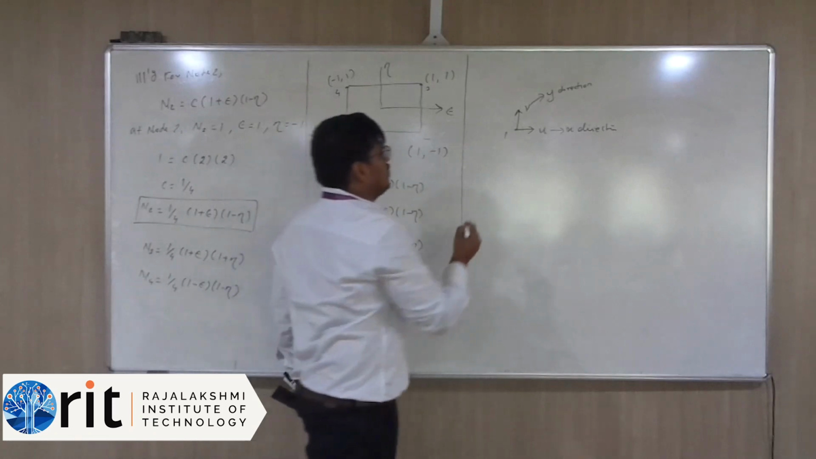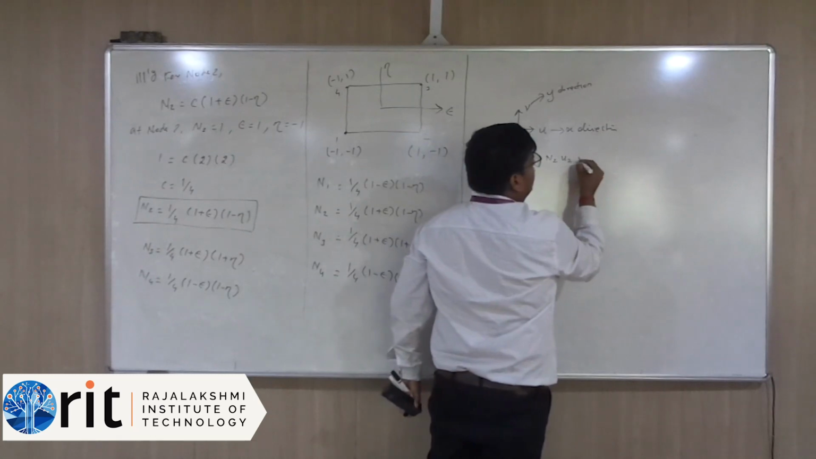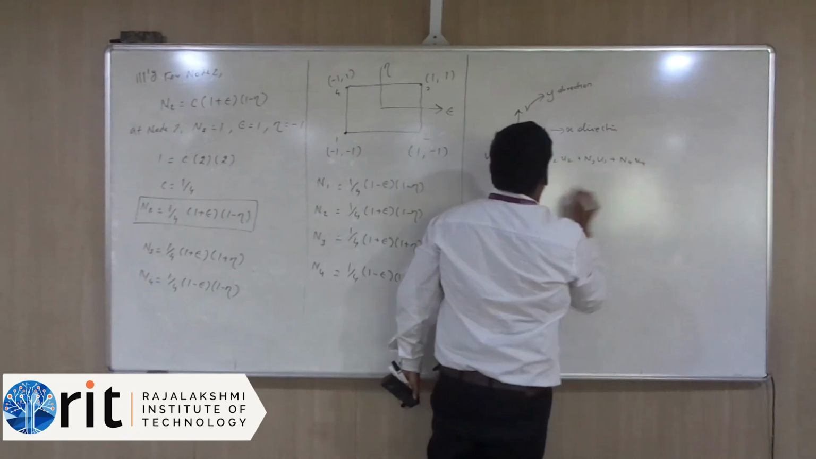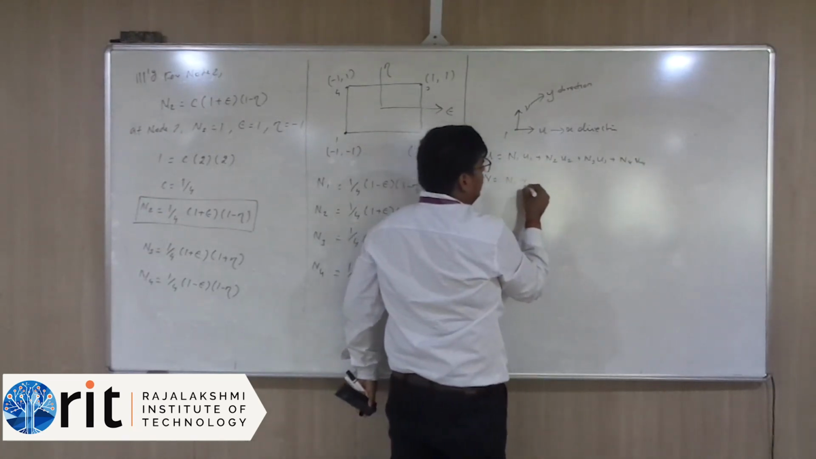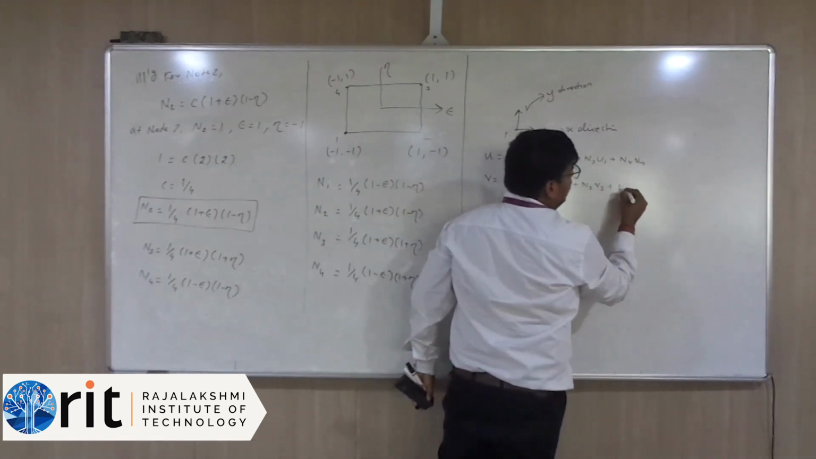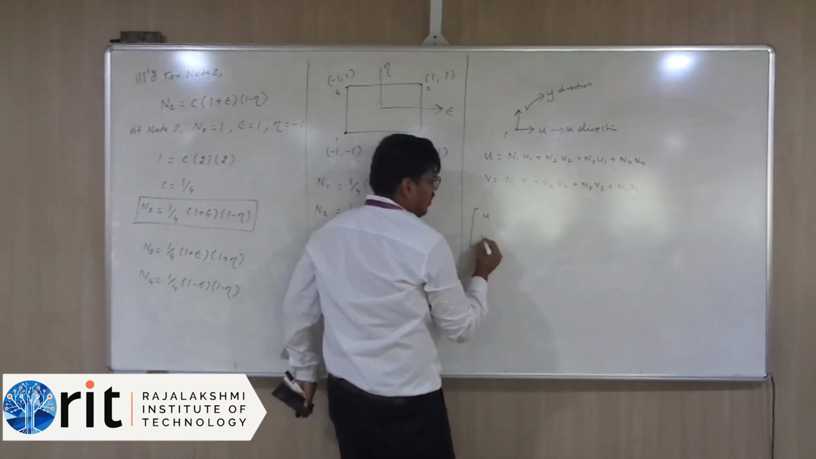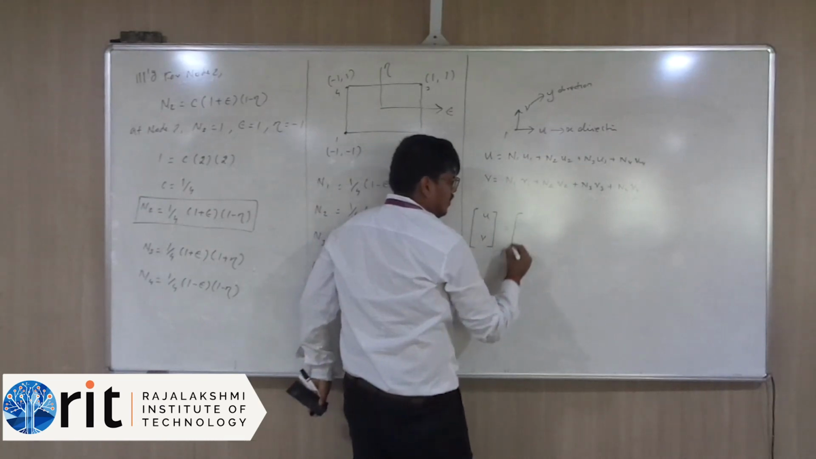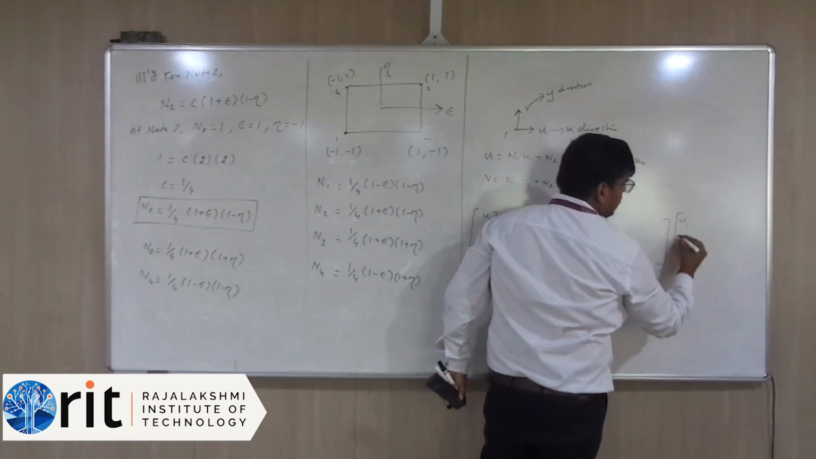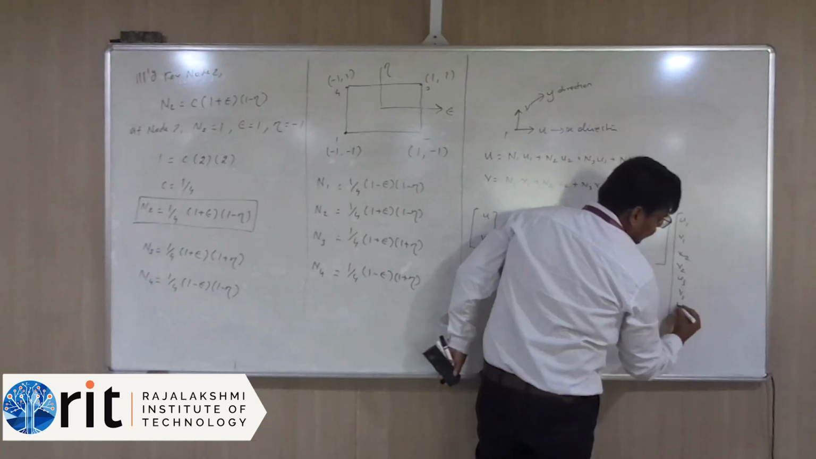How we write the displacements is u equal to n1 u1 plus n2 u2 plus n3 u3 plus n4 u4. Similarly, v equal to n1 v1 plus n2 v2 plus n3 v3 plus n4 v4. While writing in matrix format, I am going to write the displacement field variable u v equal to, then we have to take the variables u1, v1, u2, v2, u3, v3, u4, v4.